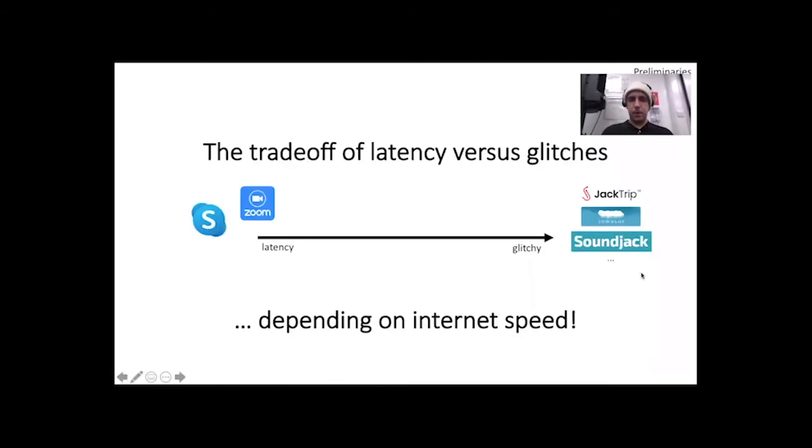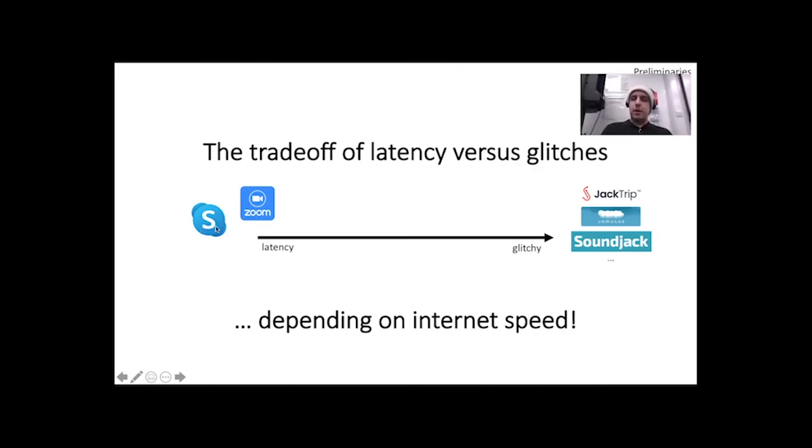So we'll move on. The main thing to get across in the introduction here is that there is a trade-off of latency, which means delay, versus glitches or dropouts in the audio. It's fundamental to the process to understand that this trade-off exists.